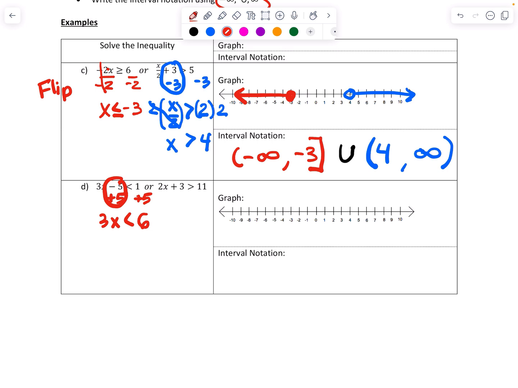Now I want to get rid of the 3. Right now it's 3 times x, so to get rid of it, I'll divide both sides by 3. This will reduce down to just 1x. 6 divided by 3 is 2, and I divided by a positive number, so my inequality stays the same.